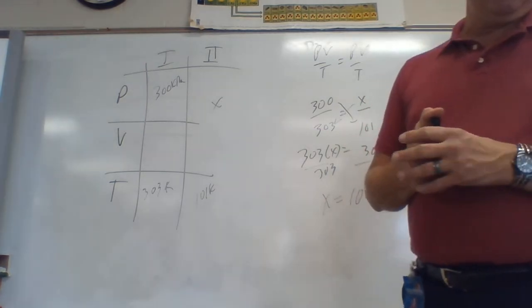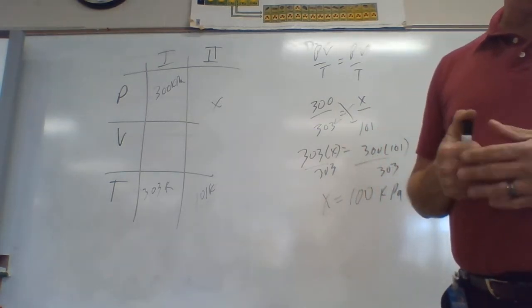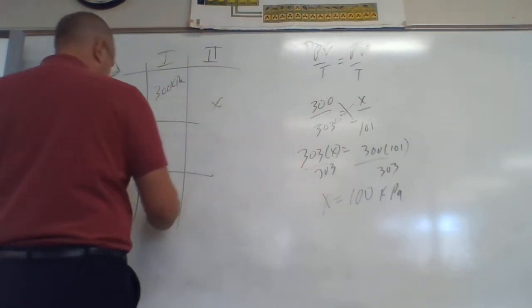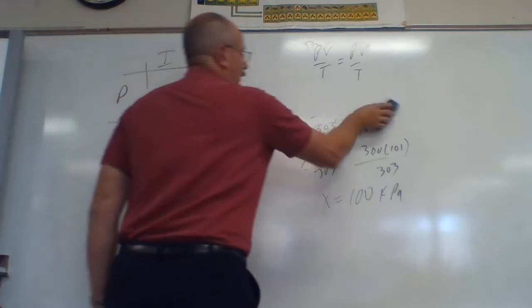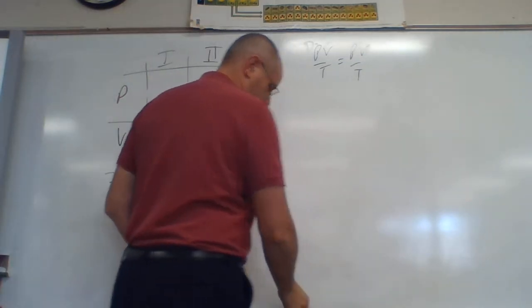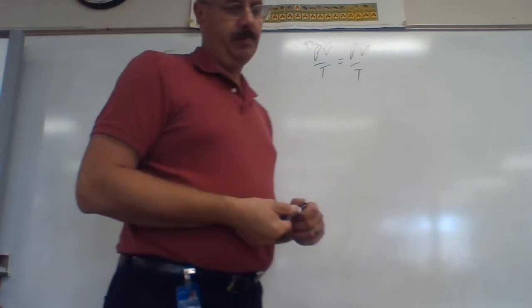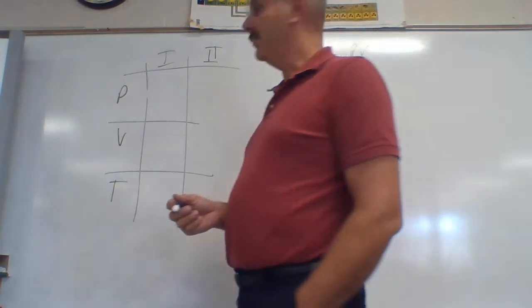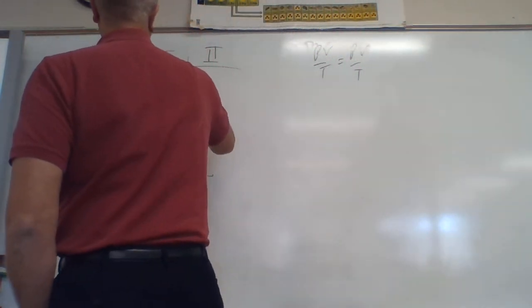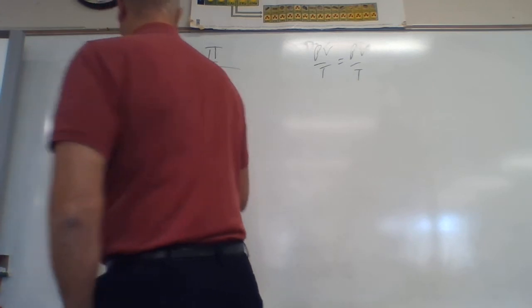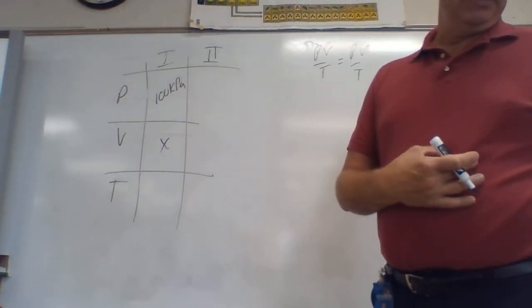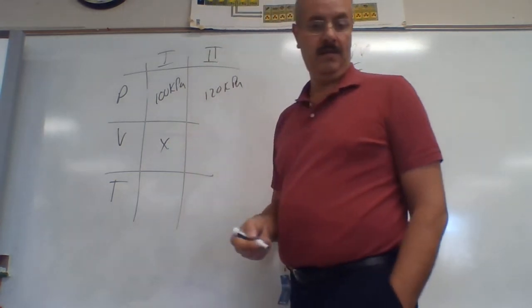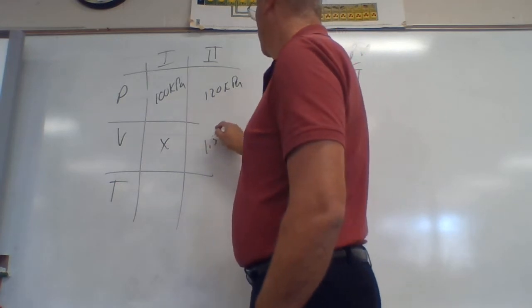Number 8, calculate the volume of a gas at a pressure of 100 kilopascals if its volume at 120 kilopascals is 1.5 liters. So let's go back and clear this off. So we have 100 kilopascals, and they want us to find out the volume, if its volume at 120 kPa is 1.5 liters.